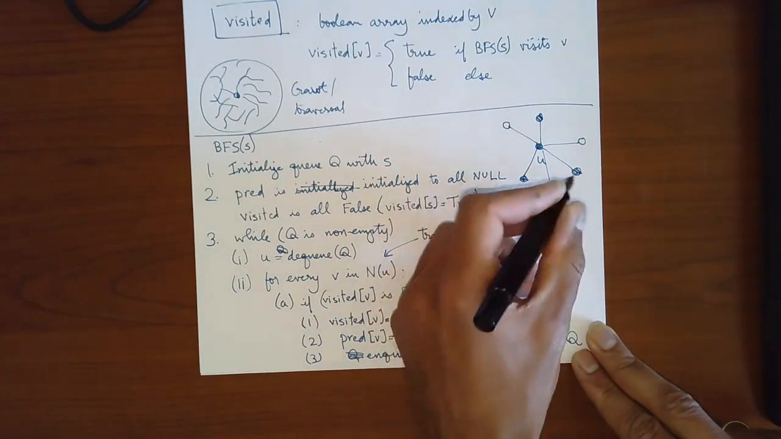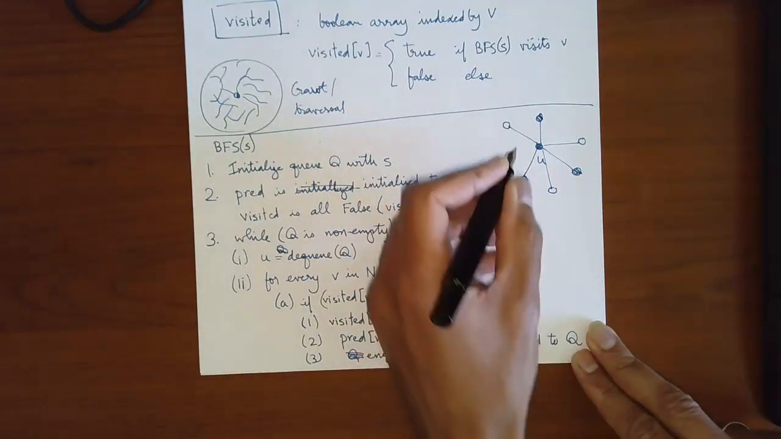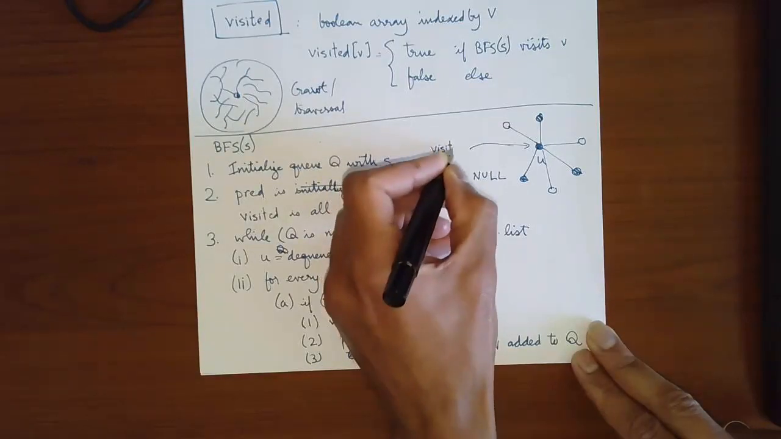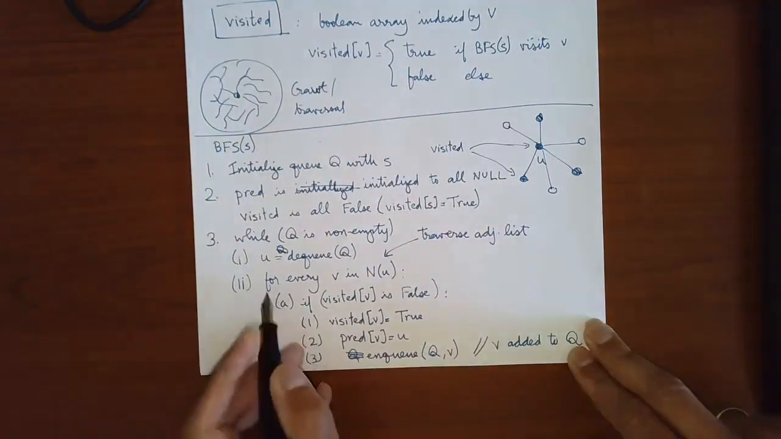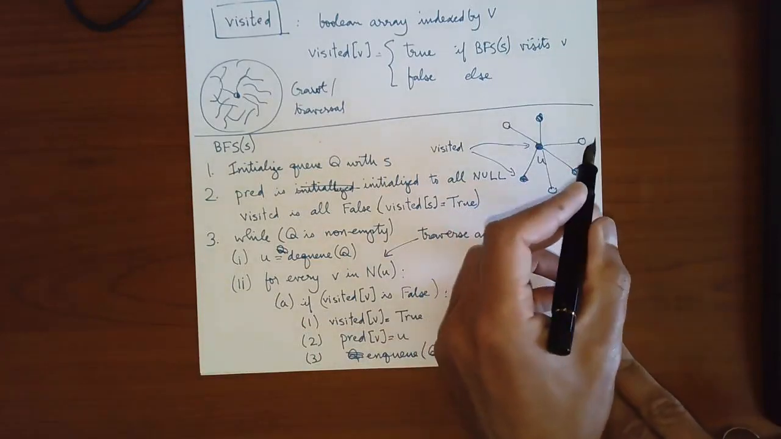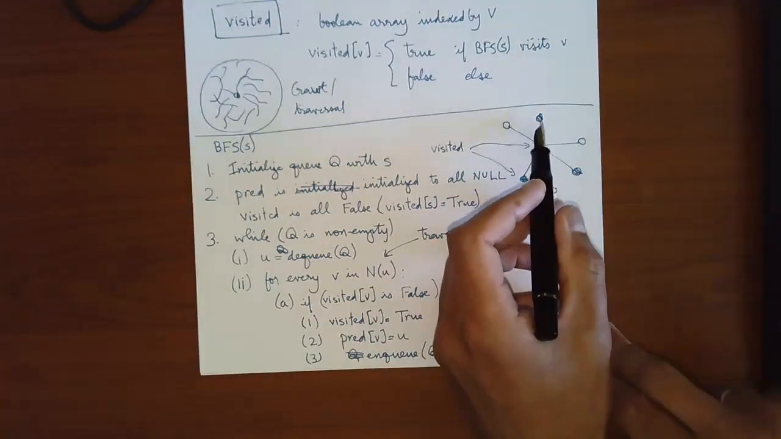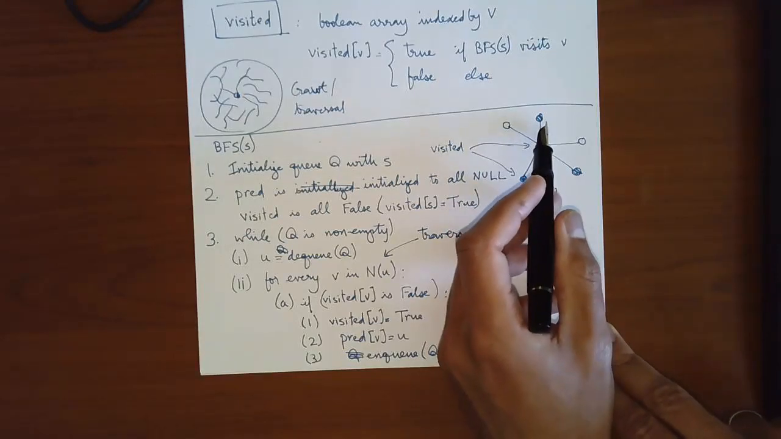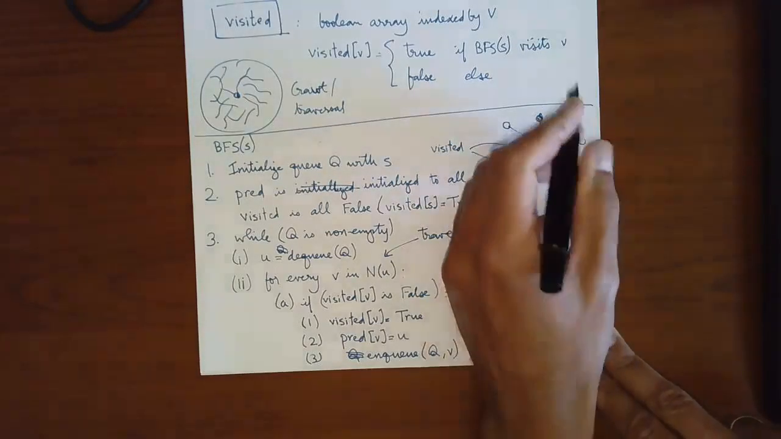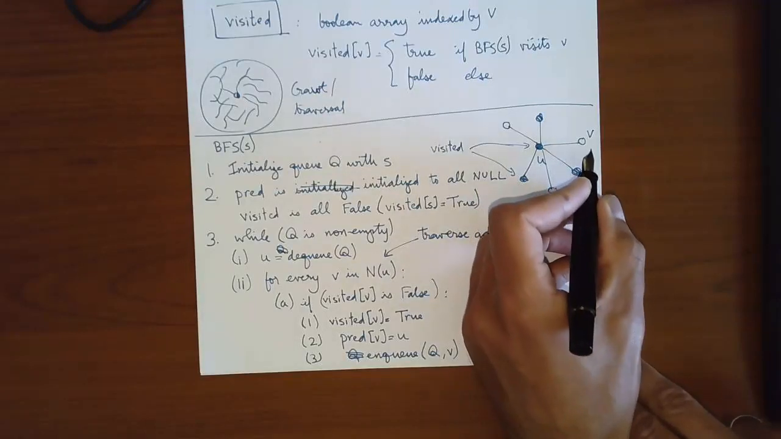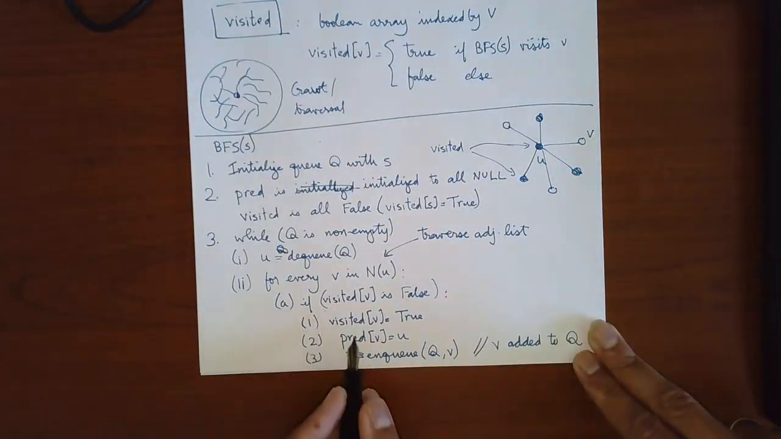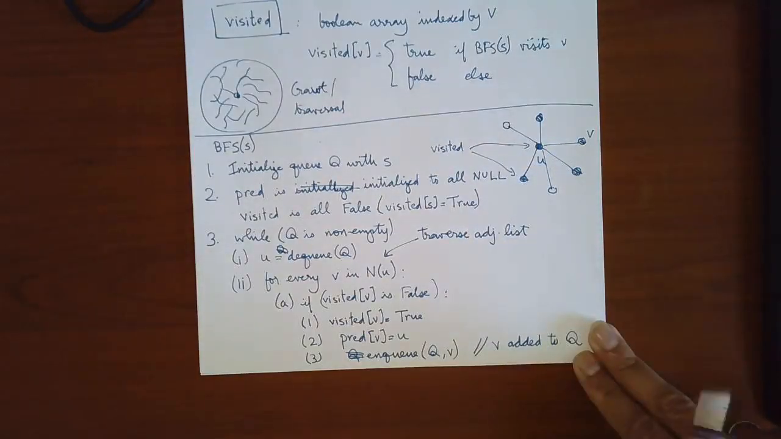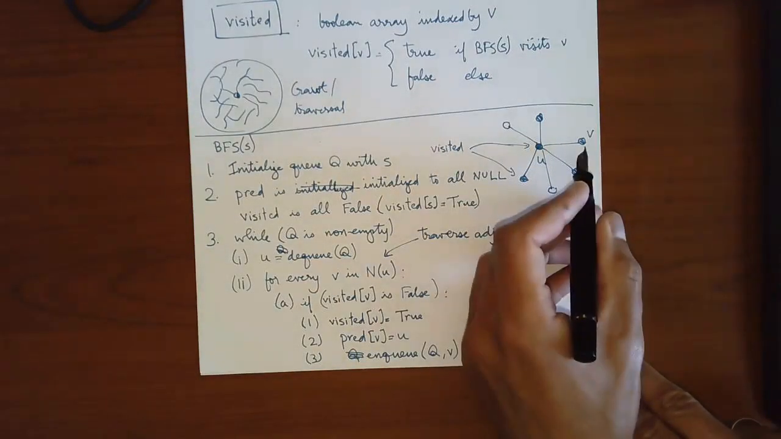So everything that is visited, I'm shading, right? So that means this is visited. For every V, I'm going to go through all the V's. And if it's already been visited, don't do anything. But if it has not been visited, for example, this V has not been visited, then what I do is I set visited to be true. So I'm going to color that off. I'm going to make the predecessor of V be U.